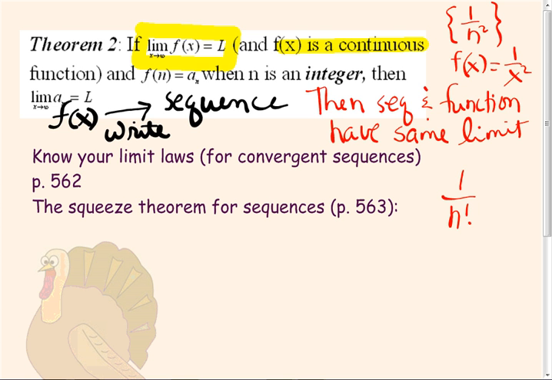Now, my page numbers are probably wrong. Sorry.